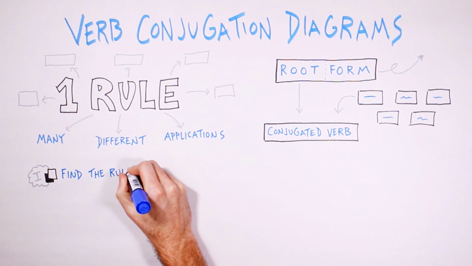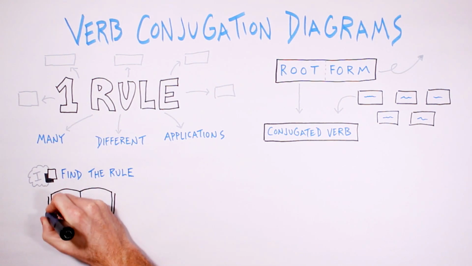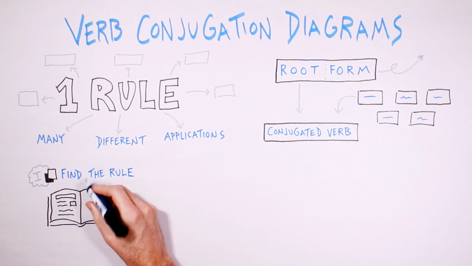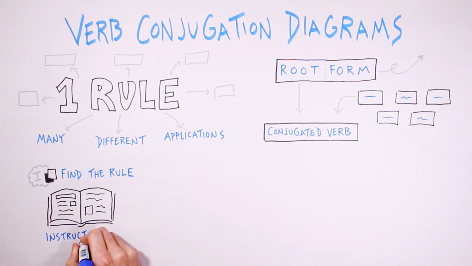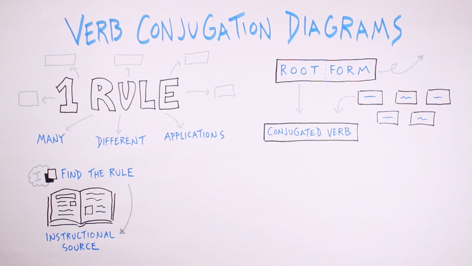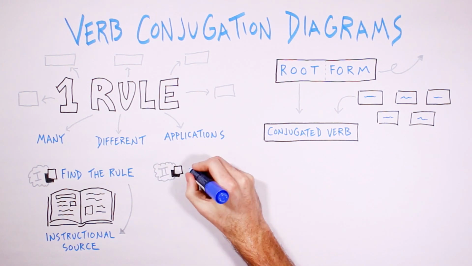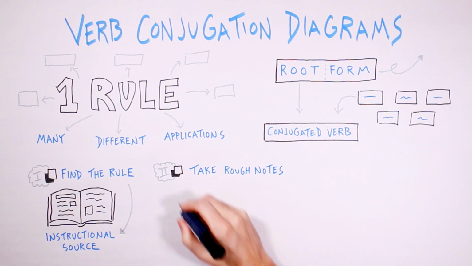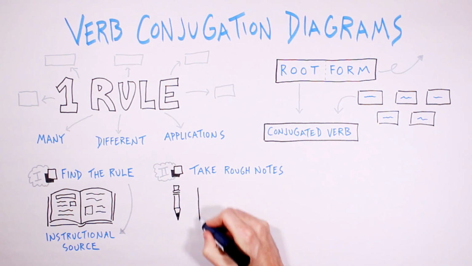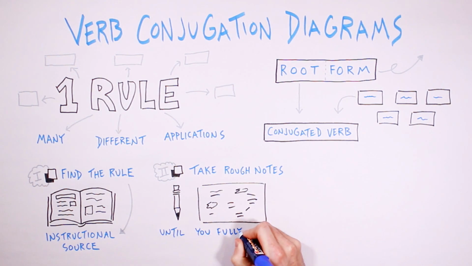First, you must find the rule. This is where your instructional resources will come in handy. The books or videos that you've gathered that specifically address how to learn your target language. Browse those resources until you find the section or sections that address verb conjugation. Then study a single rule until you understand it, taking rough sketch notes along the way. With this step, the goal isn't to create a succinct sketch-noted diagram of the rule you're learning, but simply to get to the point where you fully understand that rule.